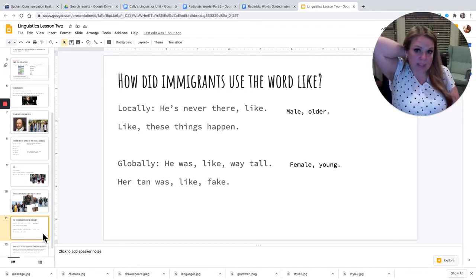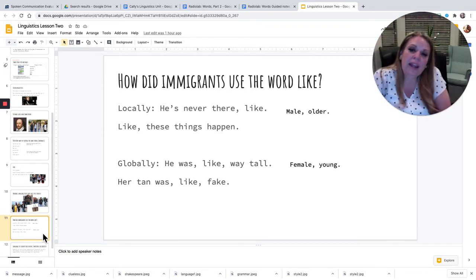And they studied the word like in this community, and what they found was in this community there were two different ways that locals were using the word like. And the first one was people that had been born and raised in this community were using the word like as a grammar rule, an informal, unwritten grammar rule at the beginning and ending of sentences. They were saying, he's never there, like, or like these things happen.